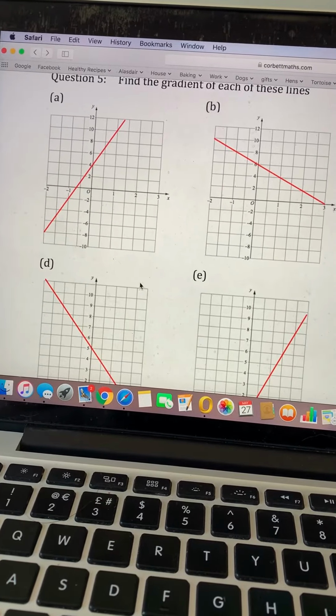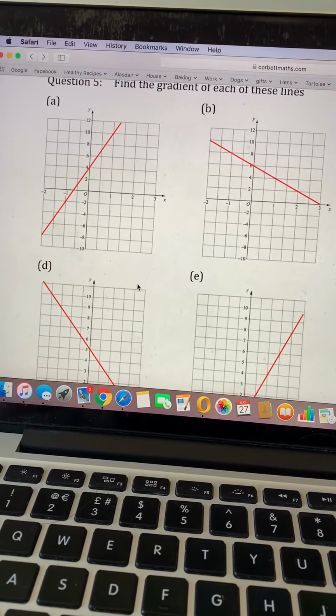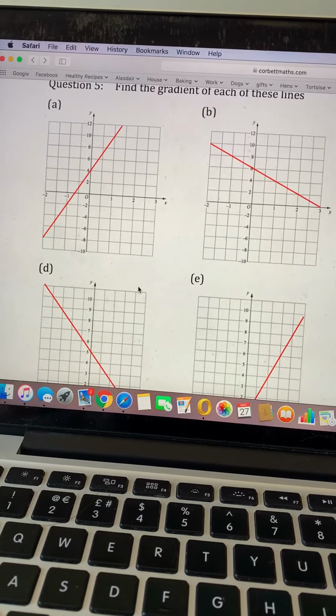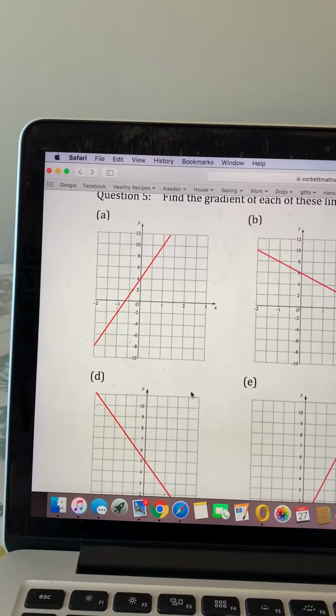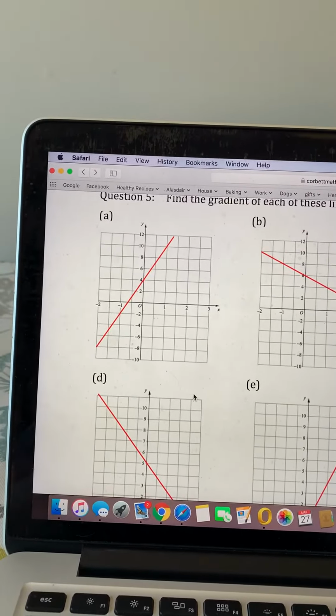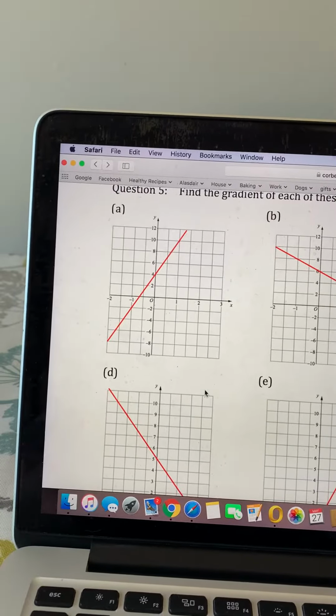Hi guys, I've been asked by a few people how to do question 5 of the first exercise, and I think by looking at it I've found the problem. I think it's mainly down to people not paying attention to the scale, because the scale's not always the same on the x-axis as the y-axis. I think you're always assuming that maybe one square's just jumping up 1.